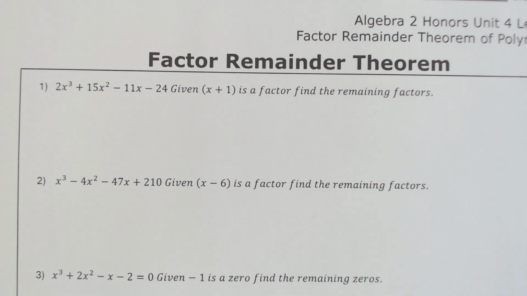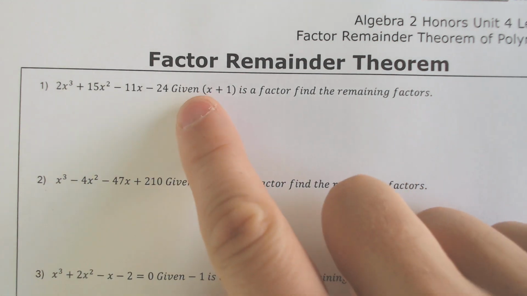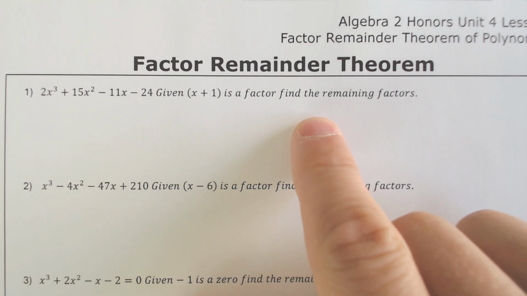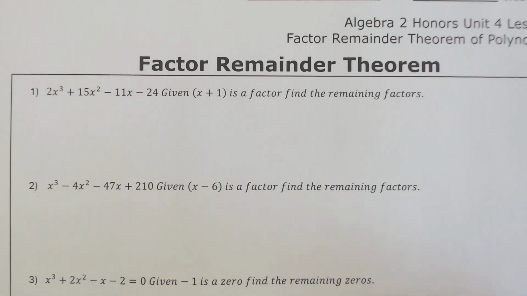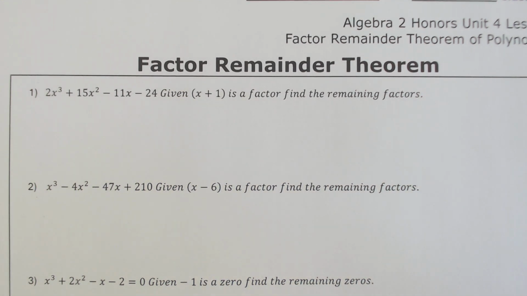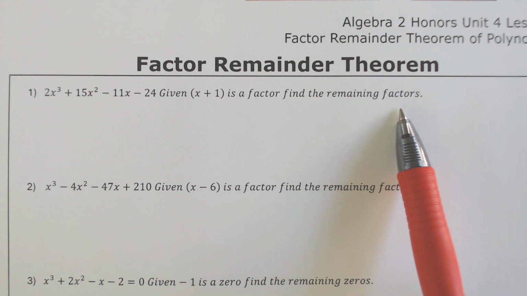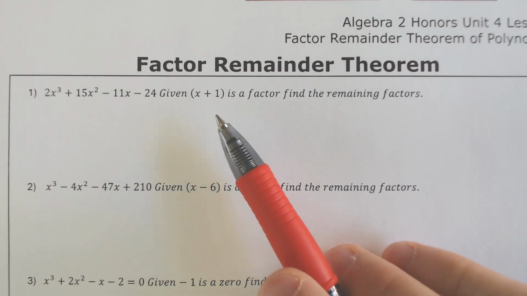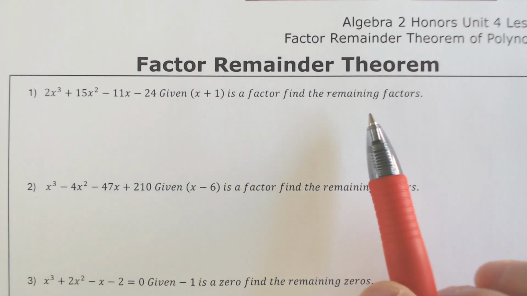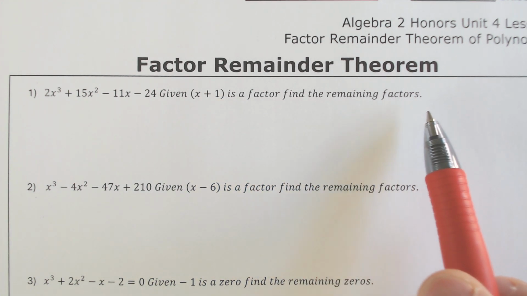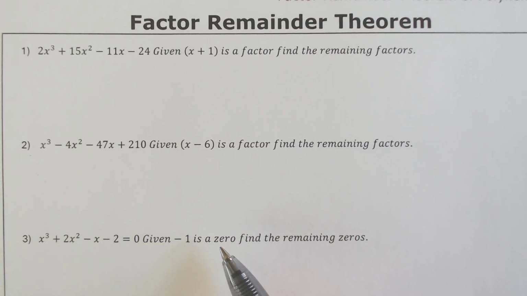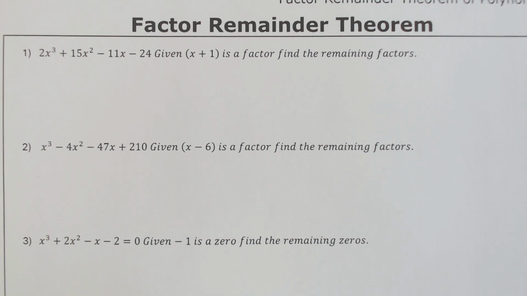And today we're going to be doing a good one. It is the factor remainder theorem. Okay, so this is the idea that when you use synthetic division, the remainder would tell you if it divides evenly and is a zero or a factor. Okay, so for these problems, I consider them the hint problems, where you're given a factor and you're asked to find the remaining factors, or you're given a zero and you're asked to find the remaining zeros.